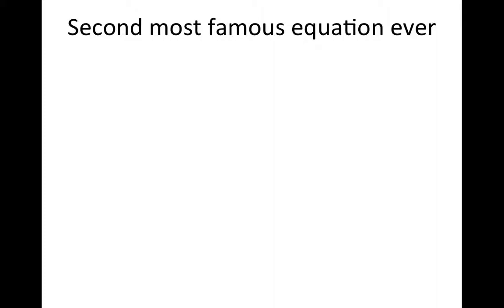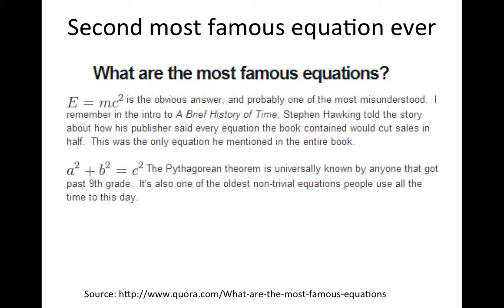Now, it turns out the Pythagorean theorem is a very famous equation. In fact, it's probably the second most famous equation of all time. The most famous equation of all time is E equals mc squared. And the second most famous equation is a squared plus b squared equals c squared. This is from a website you can see below: What are the most famous equations?